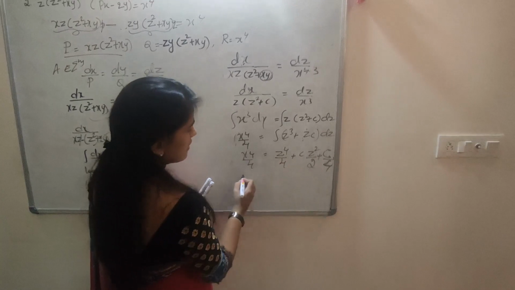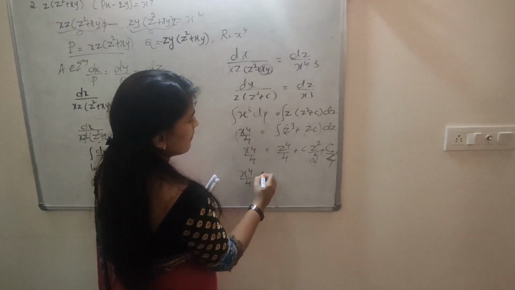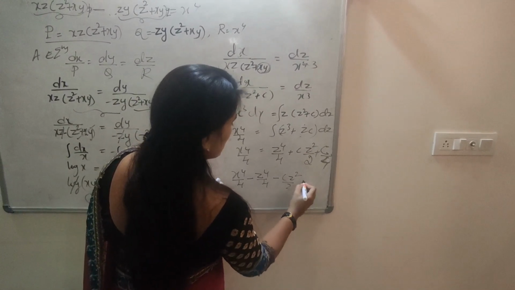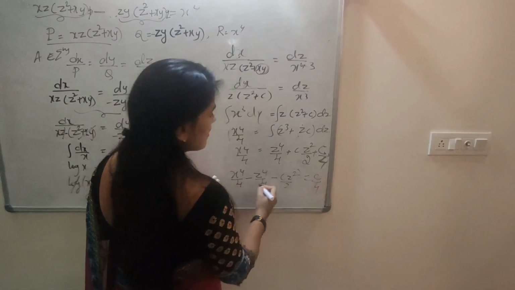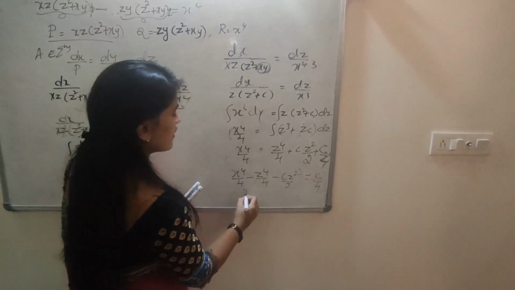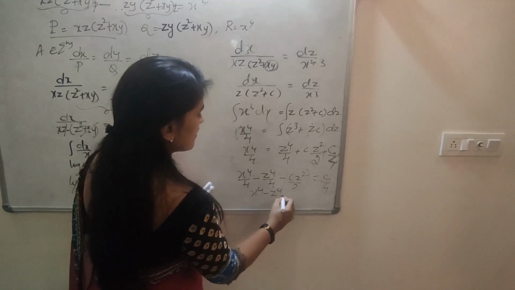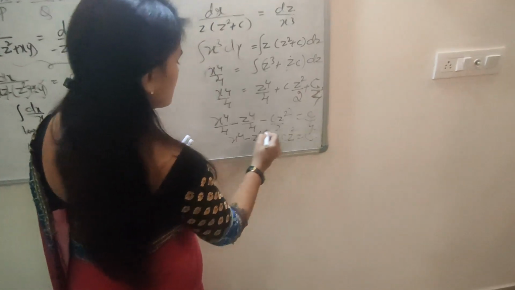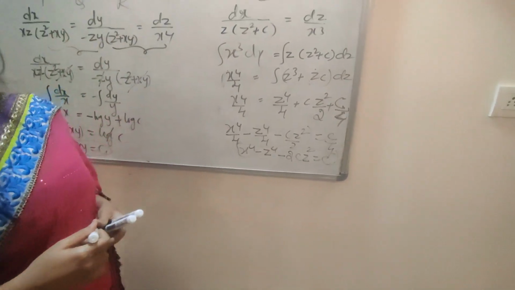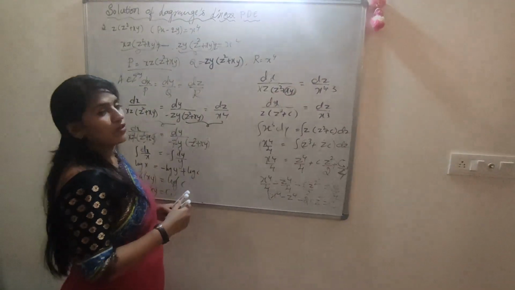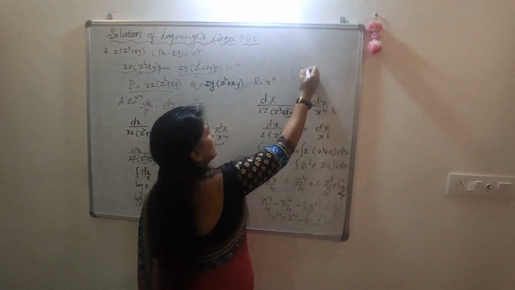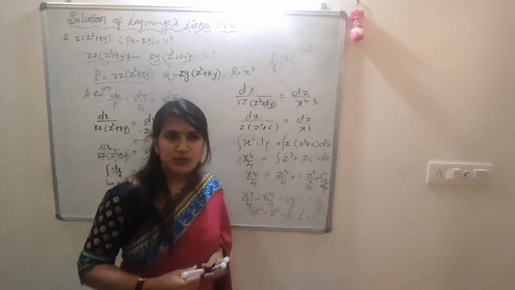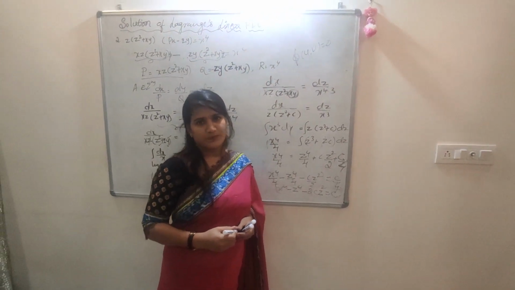In the next step I will shift x power 4 by 4 minus z power 4 by 4 minus cz square by 2 is equal to c by 4. So taking LCM 4, you can write the solution x power 4 minus z power 4 minus 2cz square is equal to c. This is v. Solution is v. Finally, we have to put it in the form phi of u comma v is equal to 0. Phi of u comma v is equal to 0. Just do the substitution of these two results.